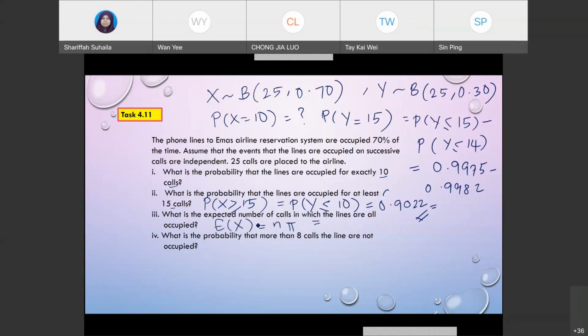So again, you want to find the expected number of calls in which the lines are all occupied. So your n is 25, your pi is 0.7. That is your EX, your expected number, because this is the expected value. So just use the formula. If the question asks for the variance of the number of calls in which the lines are all occupied, that means you have your sigma square, n pi, 1 minus pi.